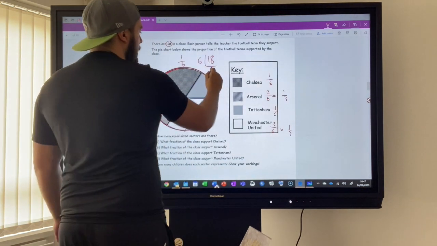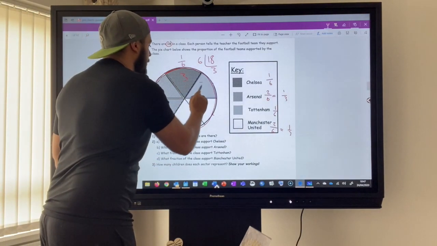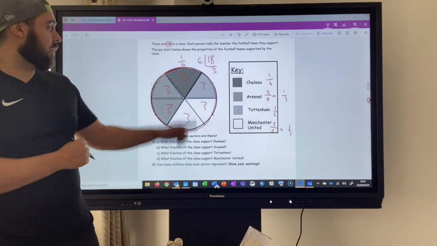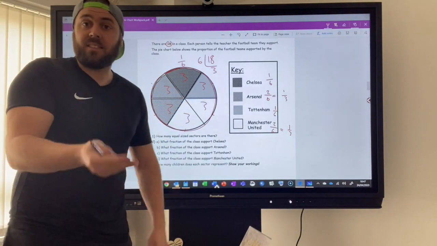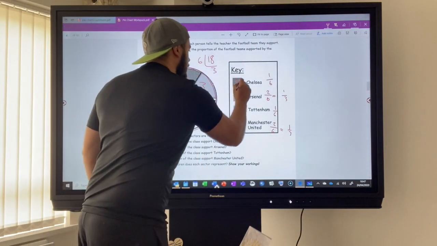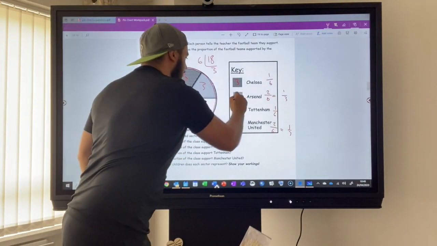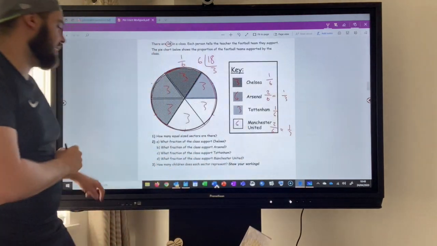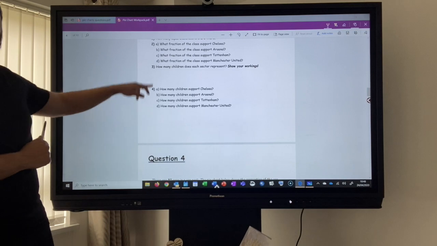6 into 18 was 3 times, okay? So each sector is worth 3 people. And that should add up to 18. So you go 3 and 3 is 6, 3 and 3 is 6, that's 12, and 3 and 3 is 6 is 18, does add up. Which means that Chelsea, there's 3 people, because there's only one section. Arsenal, there's 2 of these, 3 and 3, that's 6. Tottenham, there's three. And Manchester, there's six. And again, that should add up to 18. And that's the question it just asks you there, okay?